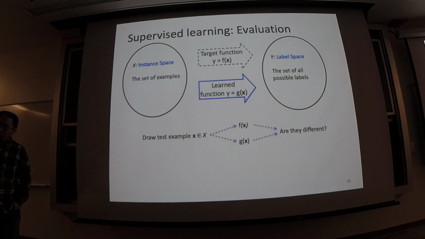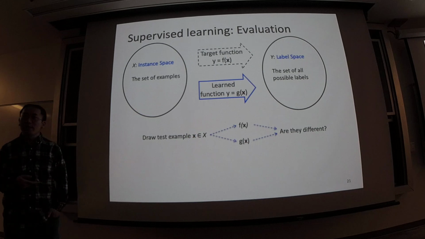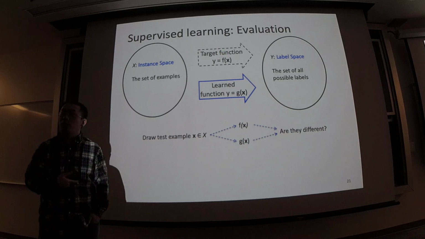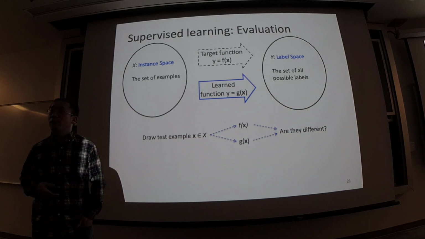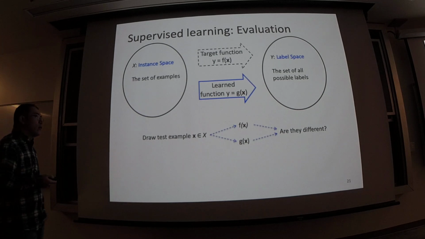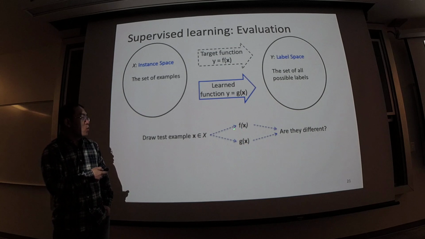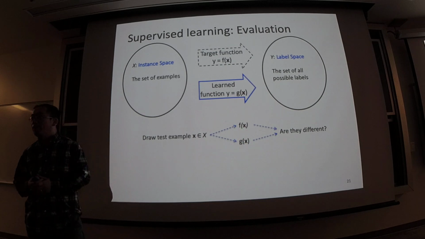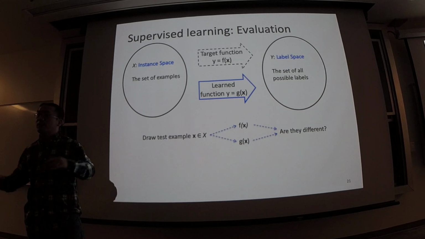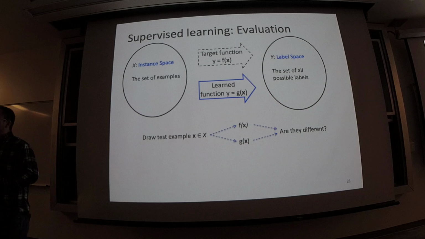Therefore, in practice, our evaluation follows another way. We draw test examples from our instance space, and then look at the predictions of the target function and our learned function, and see whether they are the same. If you draw 10,000 examples and 9,999 examples have the same prediction from our learned function as from the target function, you can safely claim that your learned function is very good, right? Otherwise, you might have a problem. So this is the general strategy we choose to evaluate our learned function.